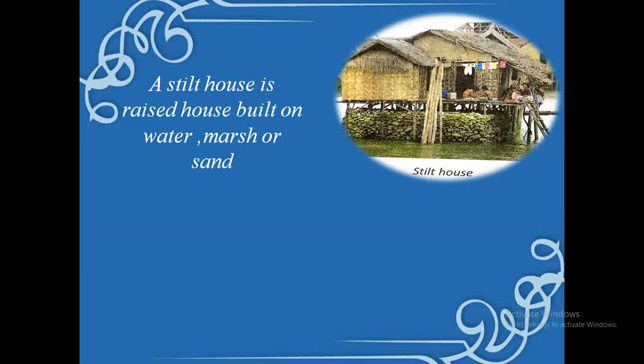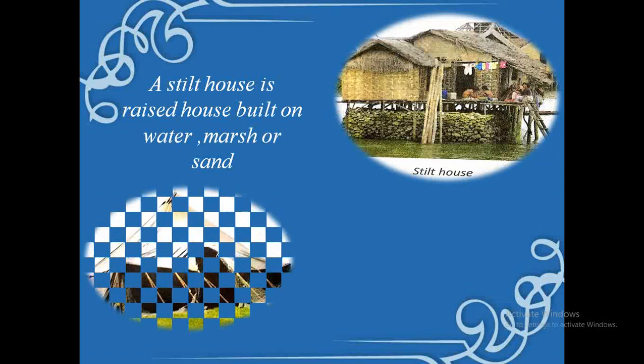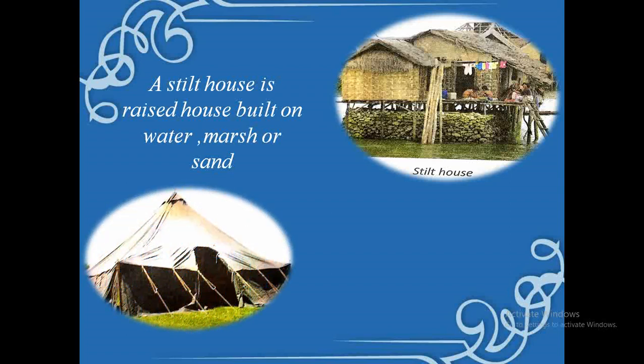So now we are going to read about another type of house, that is the stilt house. So a stilt house is a raised house built on water, marsh or sand. As you can see in the picture, children, the big pieces of stones are bound together and a house is resting on wooden poles. Such kinds of houses are made in areas where there is heavy rainfall, so that water may slide off easily. And they all have a sloping roof, as you can see in the picture.